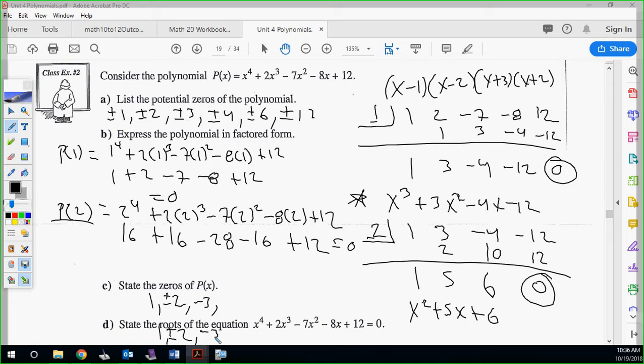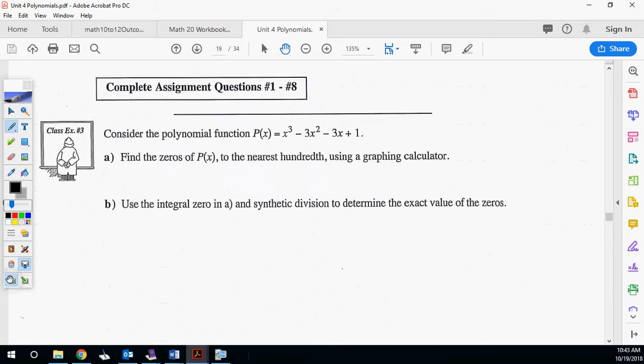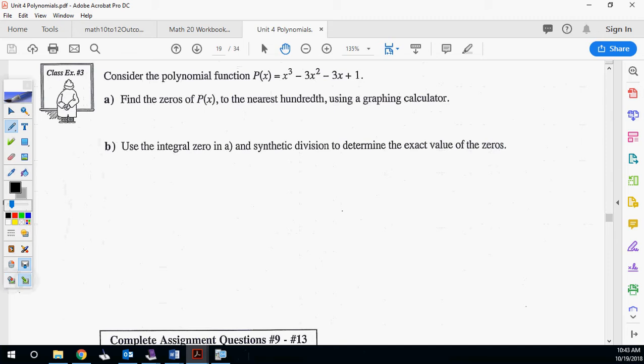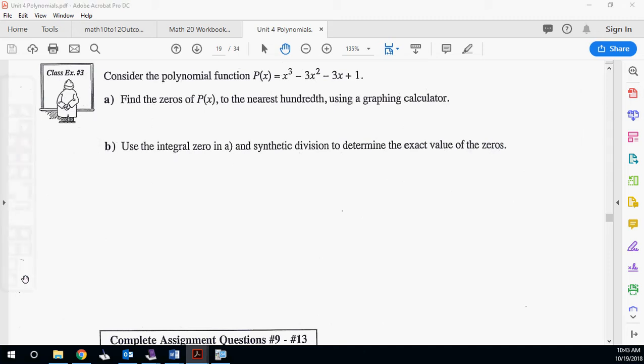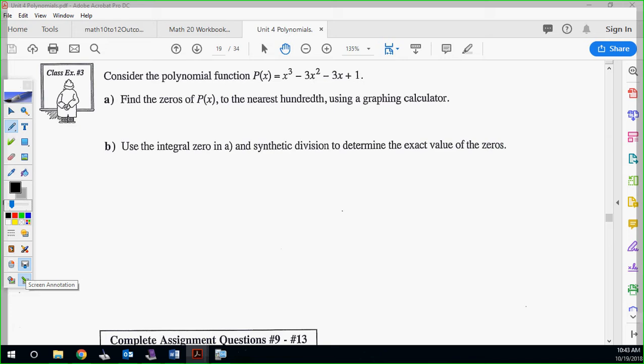Okay? All right, last one for this lesson. Consider the polynomial function x cubed minus 3x squared minus 3x plus 1. Find the zeros with a graphing calculator. Okay, so we'll do that.